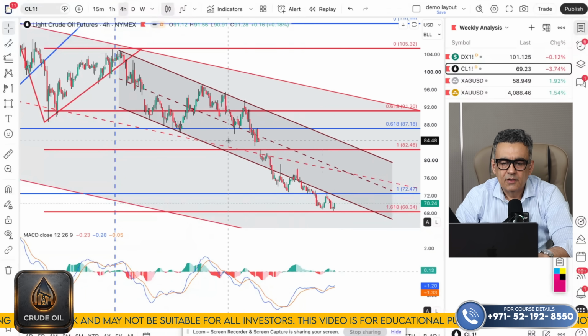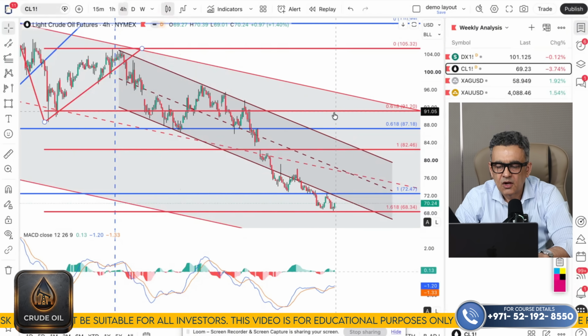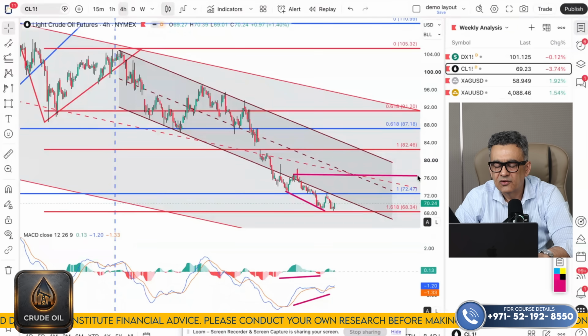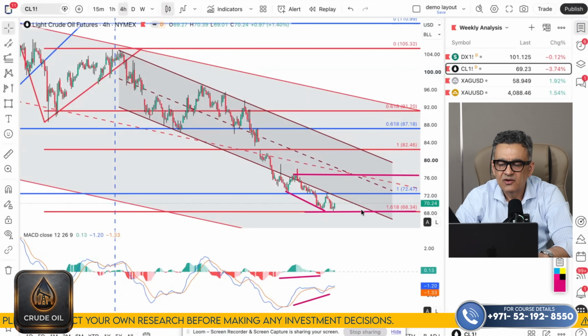So we have a smaller downward channel within the broader downward channel. And towards the end of this, now it is forming bullish divergence. It means the sellers are exhausted and it's double bullish divergence. If we see a break above this level, that is around 76, so 76 would be the first target, and it is bouncing off exactly from the Fib extension level.